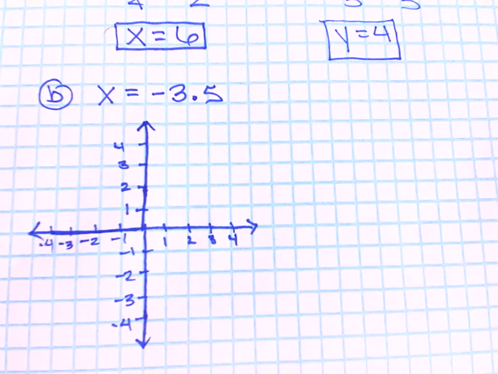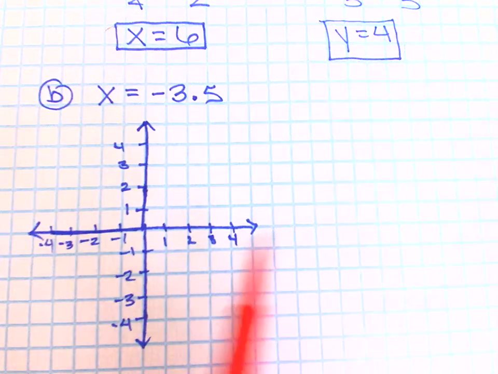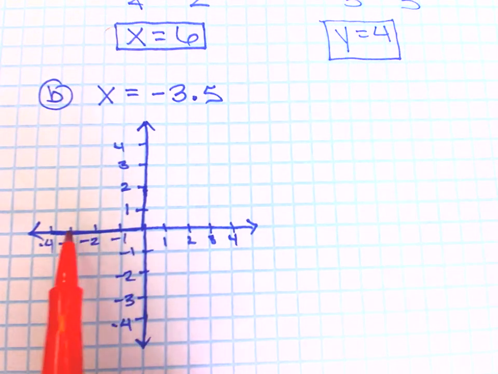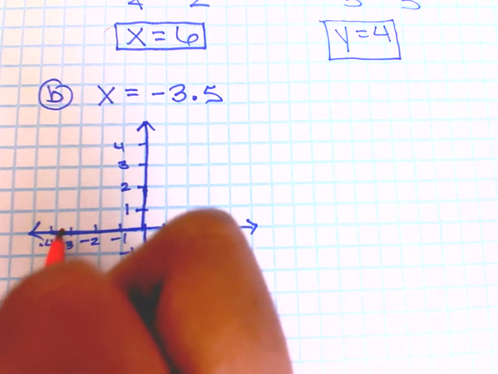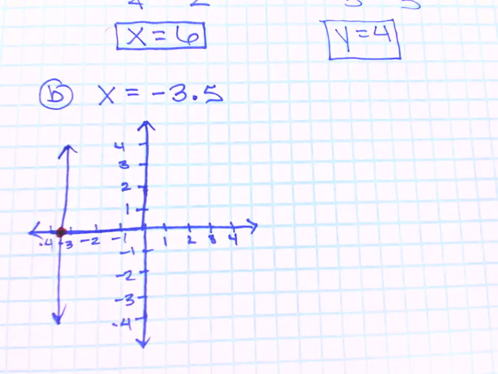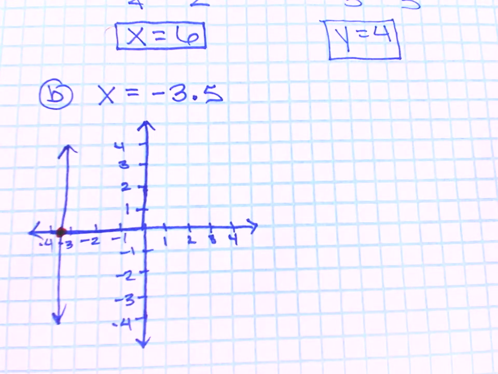Now my x-intercept is negative 3.5 or 3.5. So I'm going to go to my x-axis. I'm going to go 3.5, 1, 2, 3, halfway between. So Ms. Graham, I don't know where my line goes. If you have x equals, your line is always going to be vertical. And that's your line right there. Sorry, my line's not very straight.